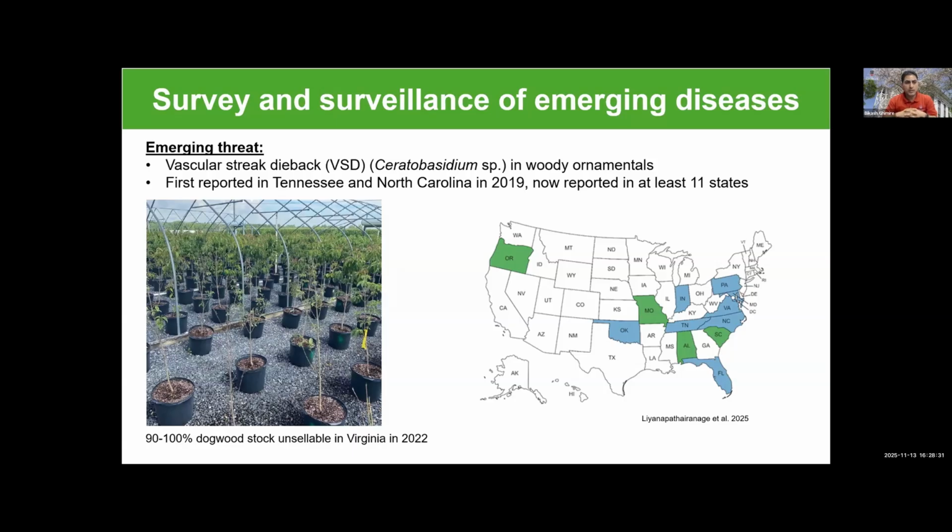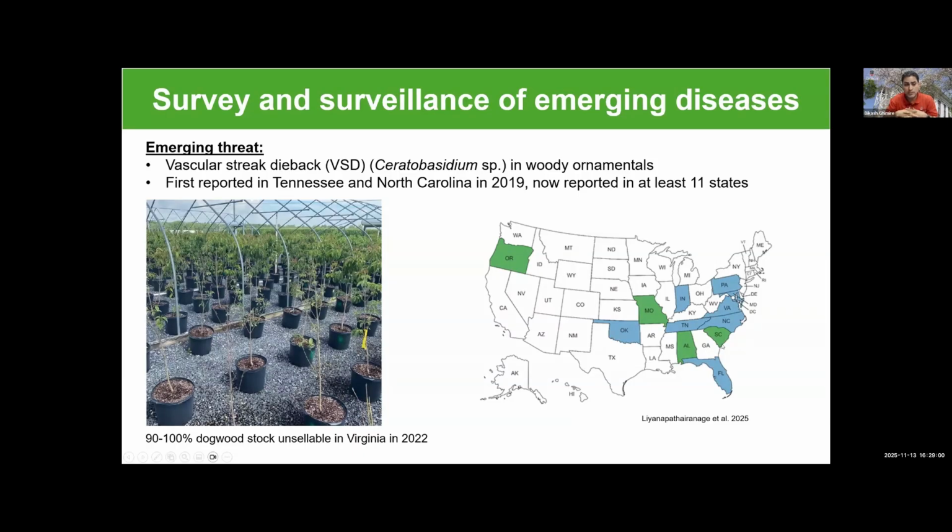the redbud. But it was first reported in Tennessee and North Carolina in 2019, and it has been reported in at least 11 states. And as you can see on the left, in one of the nurseries in Virginia in 2022, they had 90 to 100% of the dogwood rootstock, or the nursery plants, that they had to throw away. So it's becoming a big problem. And you can see in the map, Georgia is untouched, and all other surrounding states are affected.